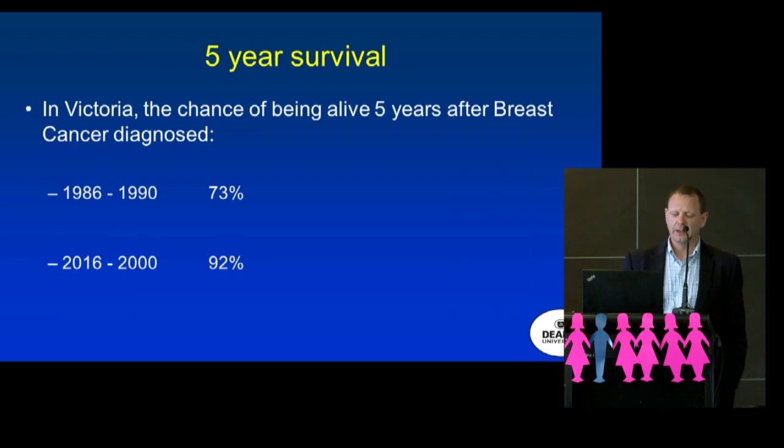And in Victoria, the chance of being alive 5 years after your cancer diagnosis has significantly improved over that time. If we look from 86 to 90, the 5-year survival was about 72%. So most women did quite well. Most women were alive 5 years after the diagnosis. But if we look now with the more modern data, 92% of women diagnosed with breast cancer are still alive 5 years later. That's a significant improvement, partly because we've got better treatments, but partly because we're finding those cancers earlier, and therefore they're curable cancers rather than ones that we can only treat and manage.